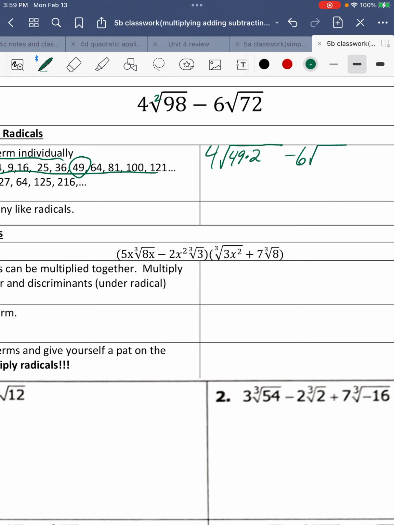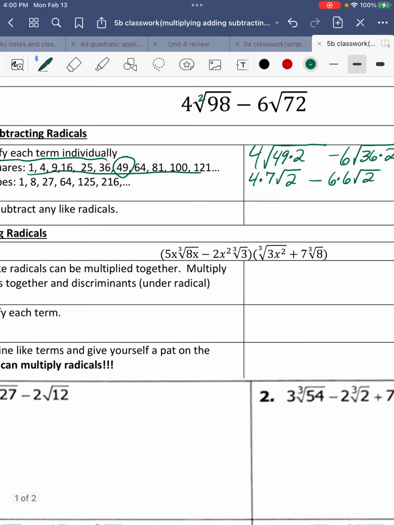Now I'm going to look at 72. So my next term, 72 is 36 and 2. Now I'm going to simplify what I broke up. So I have 4, square root of 49 is 7, square root of 2. And I have subtract 6 times square root of 36 is 6, and then the square root of 2 left over.